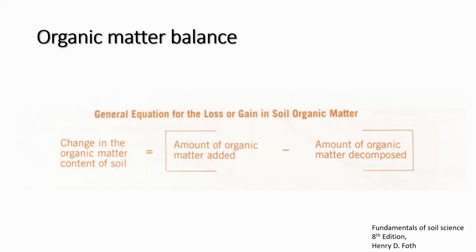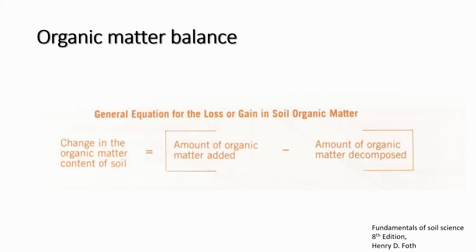Here is a general equation for the loss and gain in soil organic matter. The change in the organic matter content of the soil equals the amount of organic matter added minus the amount of organic matter decomposed. You understand, you can add compost in the soil, you can add biochar, green manure and a number of other organic amendments within the soil.